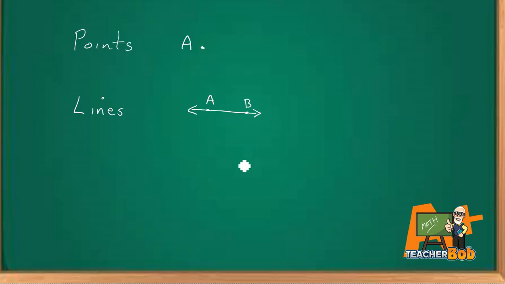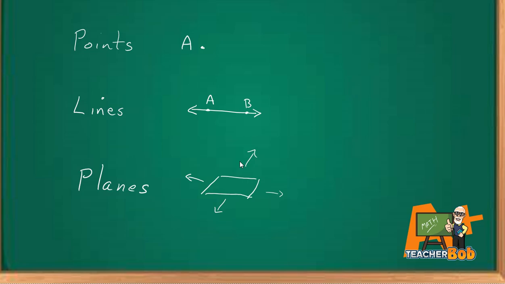Okay, and next we have planes. A plane is flat, it's two-dimensional, and it extends infinitely in all directions. It's many times represented as a parallelogram. It looks like a sort of rectangle, to represent a flat tabletop, if you will, and it's just extending in all directions into infinity.